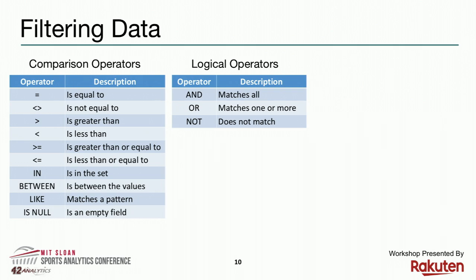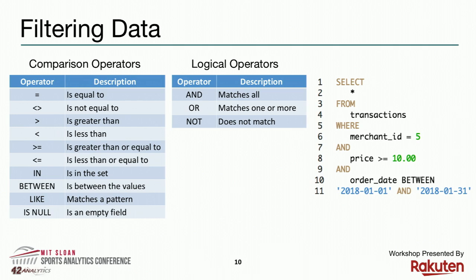So for our example, what we want to find here is everything in the transaction table where the merchant equals 5, the price of the item is greater than $10, and it was ordered between January 1st, 2018 and January 31st, 2018. If we run that, we get a result, and we've winnowed it down to 14,000 and a half rows. So we're starting to winnow the data down now, and this is where we can start to do some actually interesting things with it.